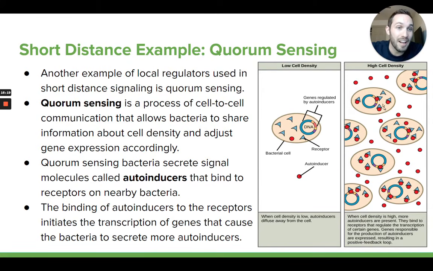And what's going to happen, since they're all in the same situation and they're all in the same environment, is once one of these cells has met the threshold, it's very likely that all the other cells are also reaching the threshold at the same time because they're all in the same environment.